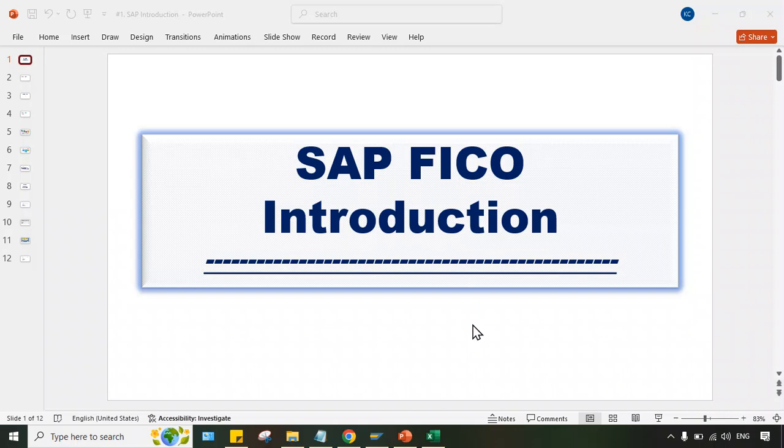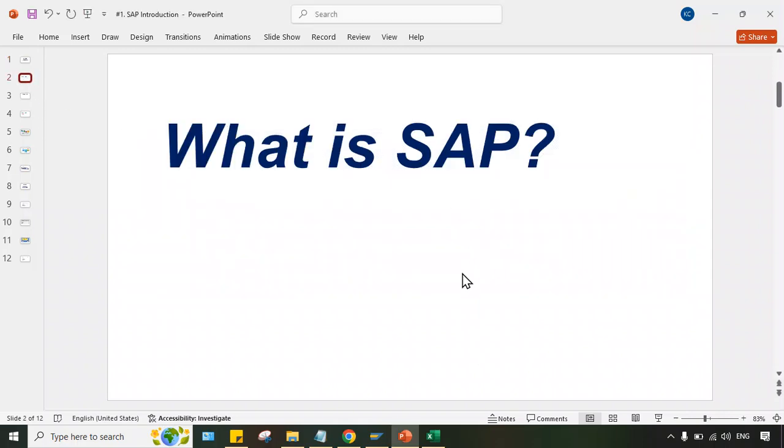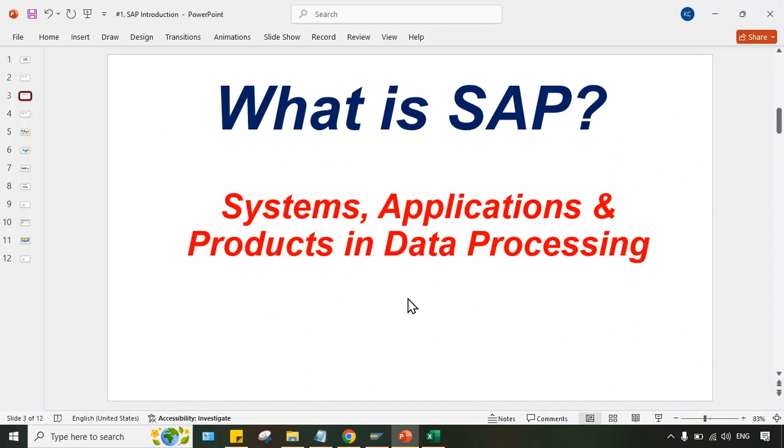Before we dive into that, it's important to first understand what SAP is. So let's begin with a quick introduction to SAP and then we will move on to the SAP FICO module. Probably the first question that comes into your mind is, what is SAP? Systems, Applications, and Products in data processing, right?